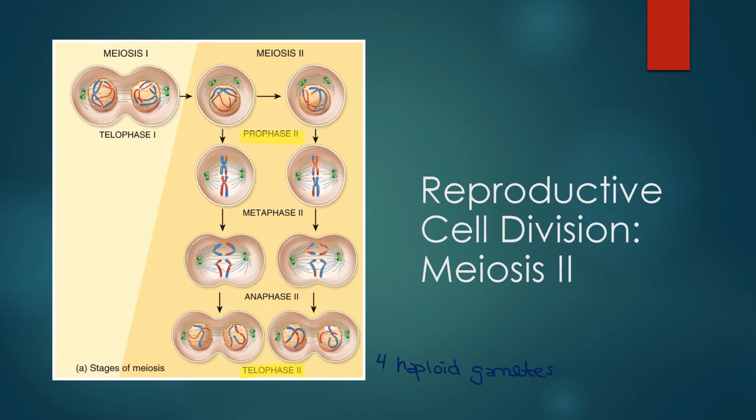Also, one other thing to note is that the crossing over that we saw earlier only occurs in prophase of meiosis 1. So it only happens in prophase 1. We don't see that same crossing over occur in prophase 2.